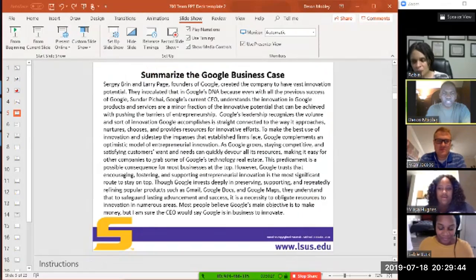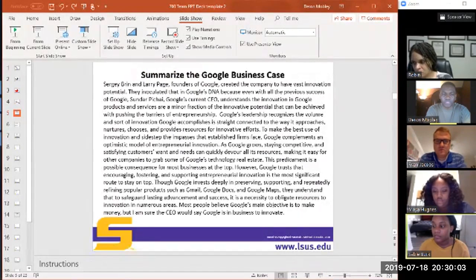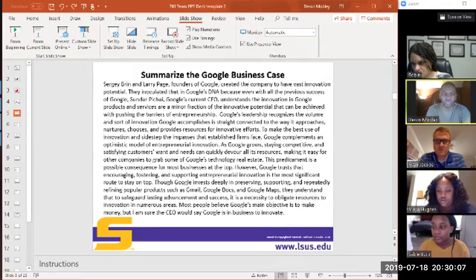This is summarizing the Google business case, which was a very interesting case, and it showed how Google grew. Basically, Google wants to satisfy the customers' needs and their wants. We always think about them as a profit, but they want to satisfy their needs and their wants. Of course, they won't be getting any profit unless they're investors in Google. And so that's their main focus.